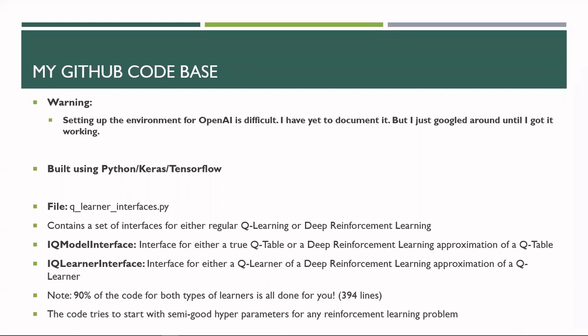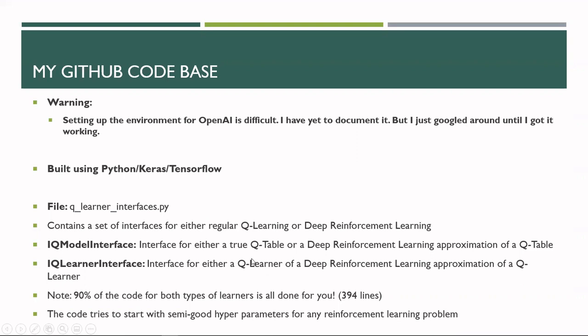And it contains a set of interfaces for both regular Q learning and deep reinforcement learning. So I have the IQ model interface, which is the interface for either a true Q table or a deep reinforcement learning approximation of a Q table. And then we have a learner that goes with it. If you're using a Q table, you have to use a Q learner. If you're using a deep reinforcement learning approximation of it, you have to use the deep reinforcement learning agent interface instead. So like 90% of the code is all there, and it's still only about 400 lines of code. I think actually it's a little above 400 now because I've changed it since I made this presentation.